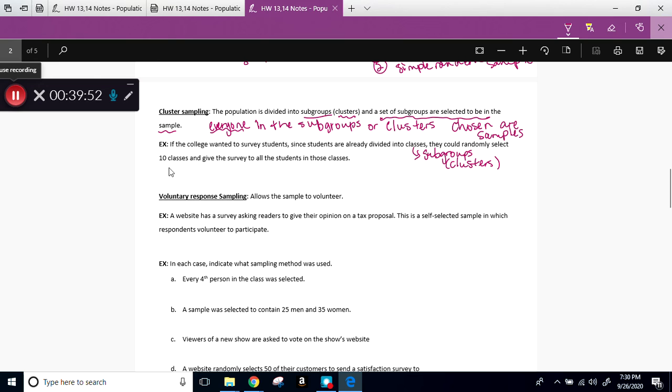They could randomly select 10 classes and give the survey to all the students in those classes. So the college is looking at all the classes, not just a certain teacher, like every class this semester right now, and they wanted to survey them. If they're using cluster sampling, they're already divided into clusters or classes, and they're randomly going to select the 10 classes. So when you randomly select with cluster sampling, you're picking out which subgroups or classes you're going to use. And they're going to survey all the students. That's my clue right there. That is cluster sampling.